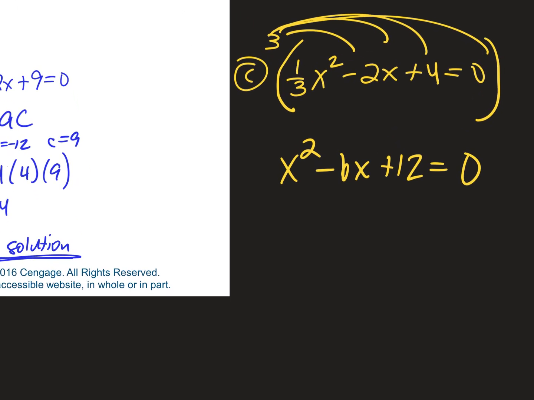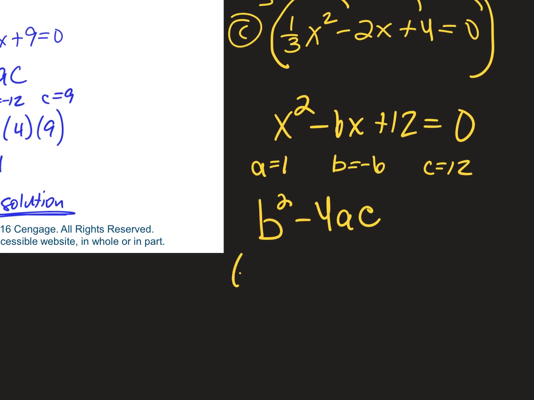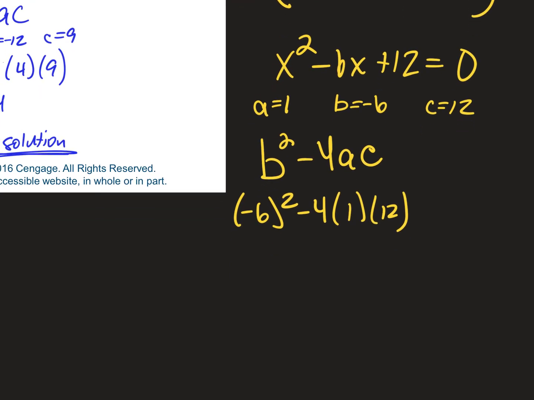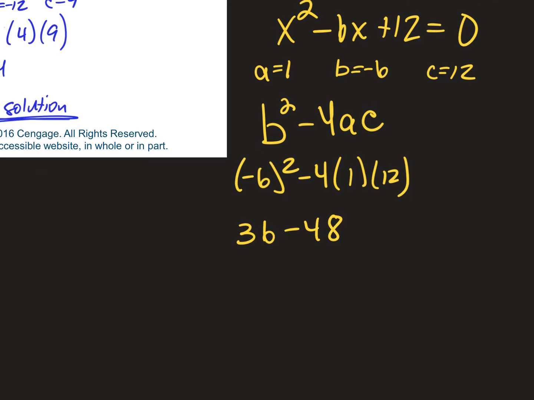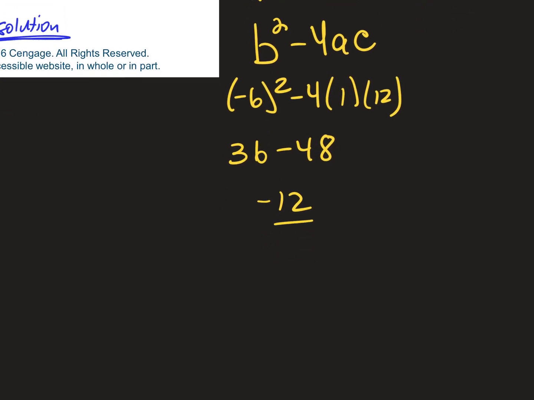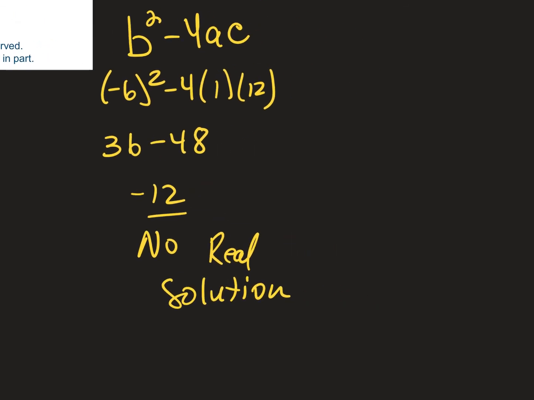So now let's use the discriminant to figure out our solution. So A is 1, B is negative 6, and C is positive 12, right? What's my discriminant again? B squared minus 4AC. Great. So I have negative 6 squared minus 4 times 1 times 12. Agreed? Okay. What is negative 6 squared? 36. Negative 4 times 1 is negative 4 times 12. What's 36 minus 48? Negative 12. What does that tell me about my solutions? There's no real solution.